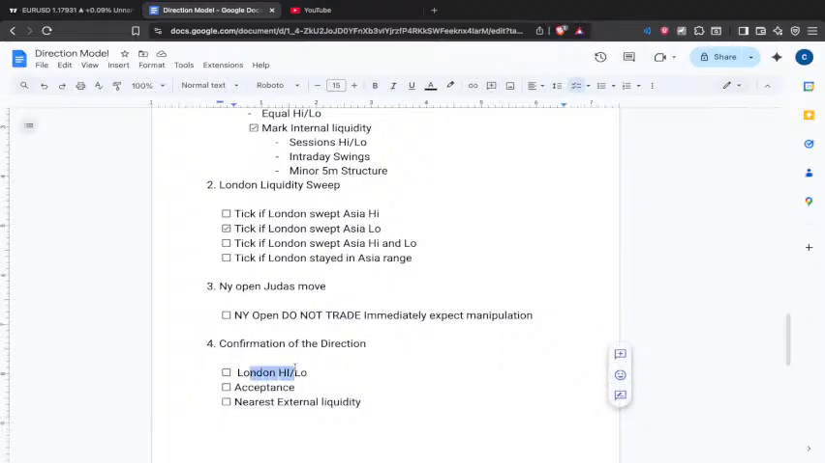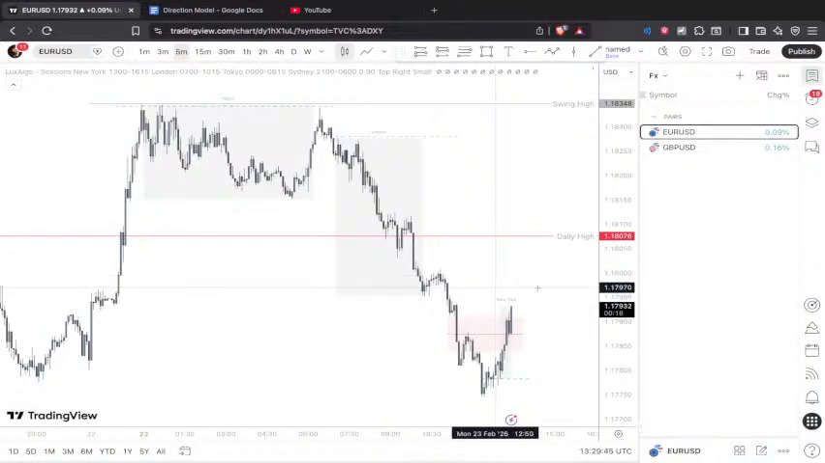Where if it's the London highs, lows, we need acceptance and the nearest external liquidity. So these are the types of things that we could be targeting, and that's what our TP is based off of. But for now, we're expecting this to be a Judas swing. So we're going to wait for this, probably about 30 minutes. From 2 to 3 is the key time.